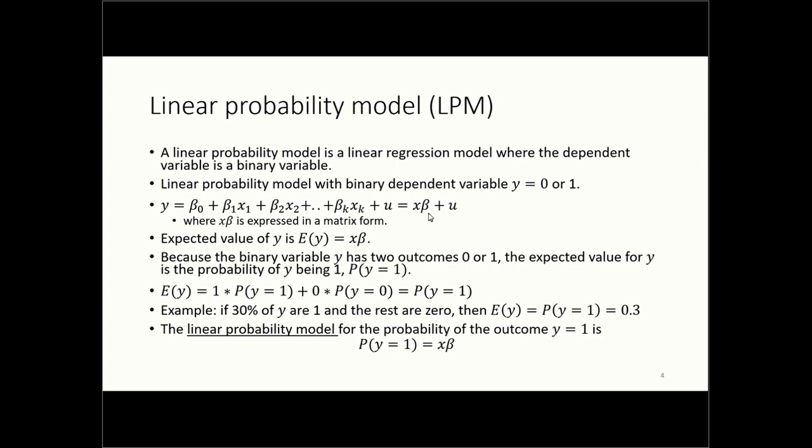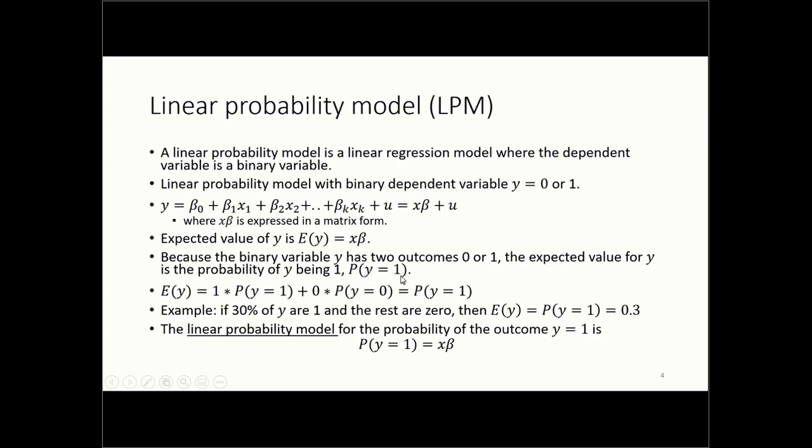So now, if we have this as the expression, what is the expected value of y? Well, the expected value of y would be equal to x beta plus the expected value of u. And we know that the expected value of the error term is equal to 0 because of zero conditional mean. So the expected value of y is actually x beta. But now we also know that y is a binary variable that has two outcomes, 0 or 1. So the expected value of y is the same as the probability of y equals 1.